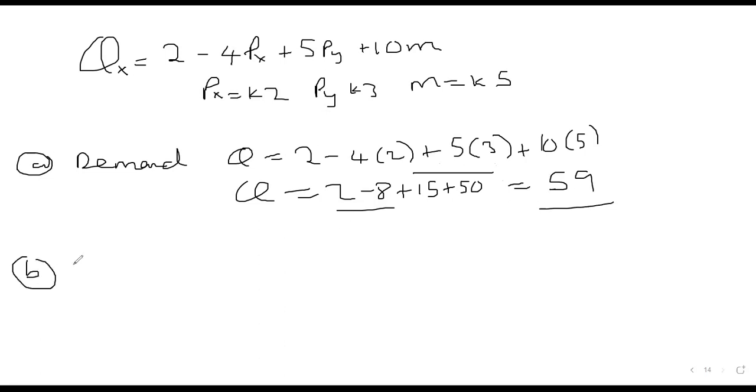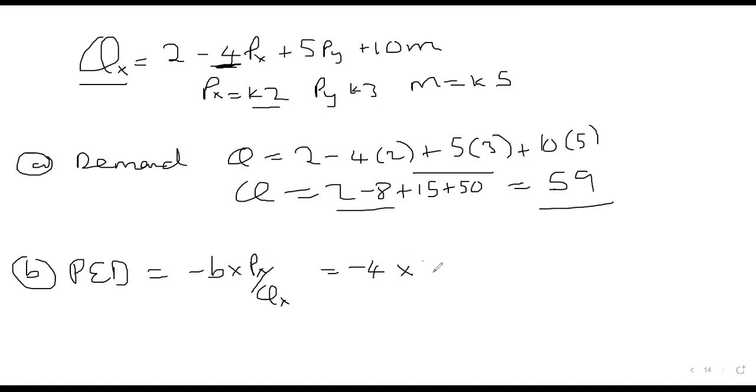In part B, find your price elasticity of demand. Since I've given you a direct demand Q subject, just do negative B times price over quantity. On price elasticity, we're dealing with this on product. So what is the gradient for the good? -4. And the price was given as what? 2. And the quantity we just calculated as what? 59. So this is -8 over 59.